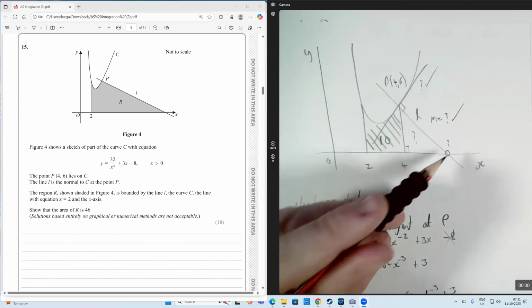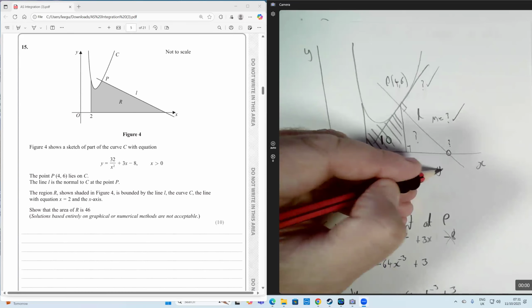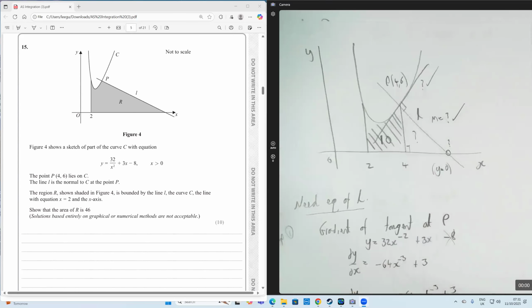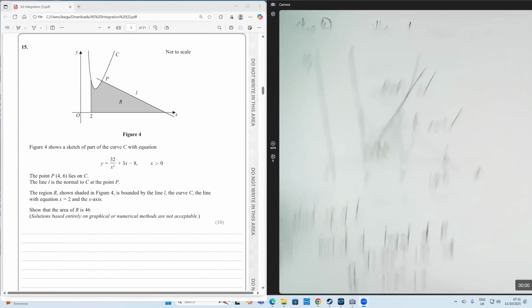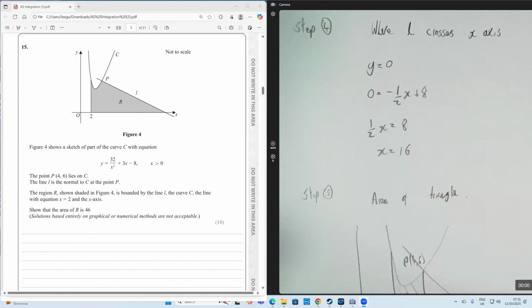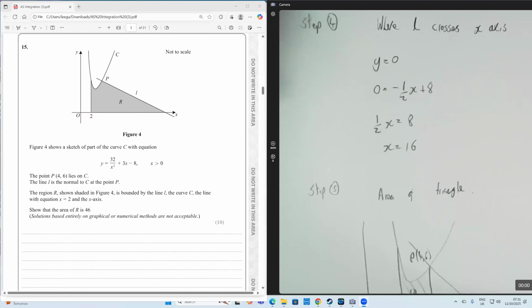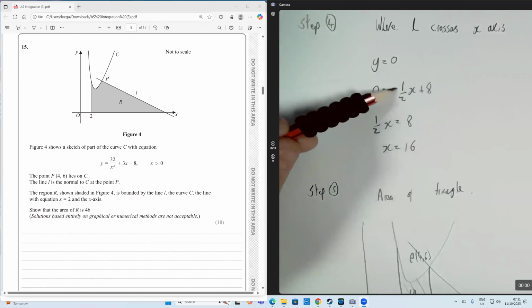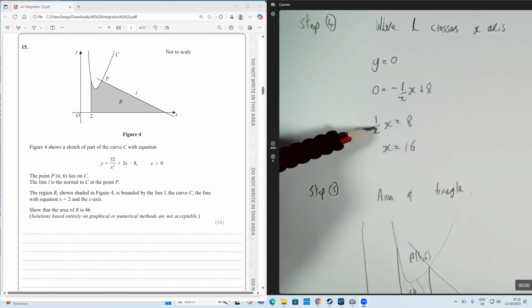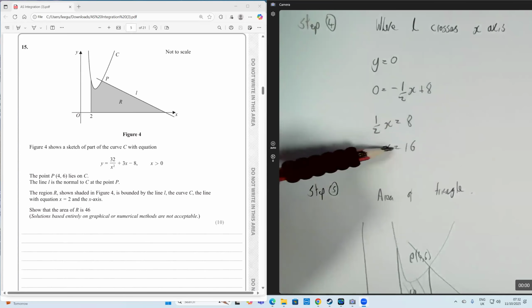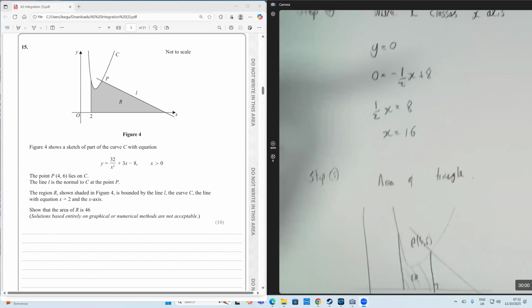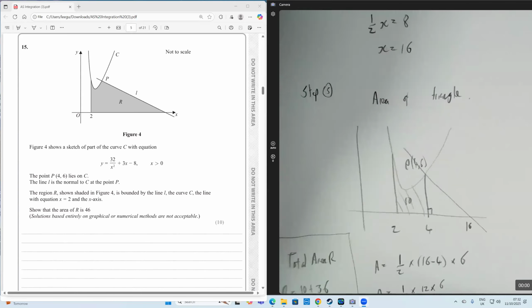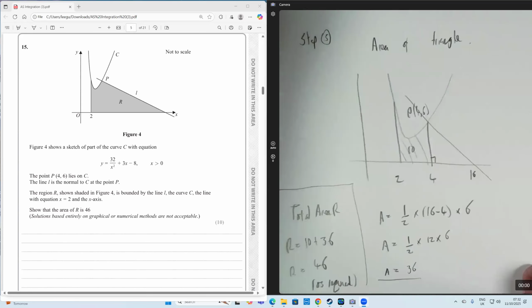Well, something crosses the x-axis where its y value is 0. That's the key to know and remember about that one, okay? So what we say is, let's have a look. We're going to put y is equal to 0 into our equation. So 0 is equal to minus a half x add 8. Simply add the half x over to this side here. We're going to multiply everything by 2, so x is equal to 16. So we've now determined that 16 is the point that we were after all along.